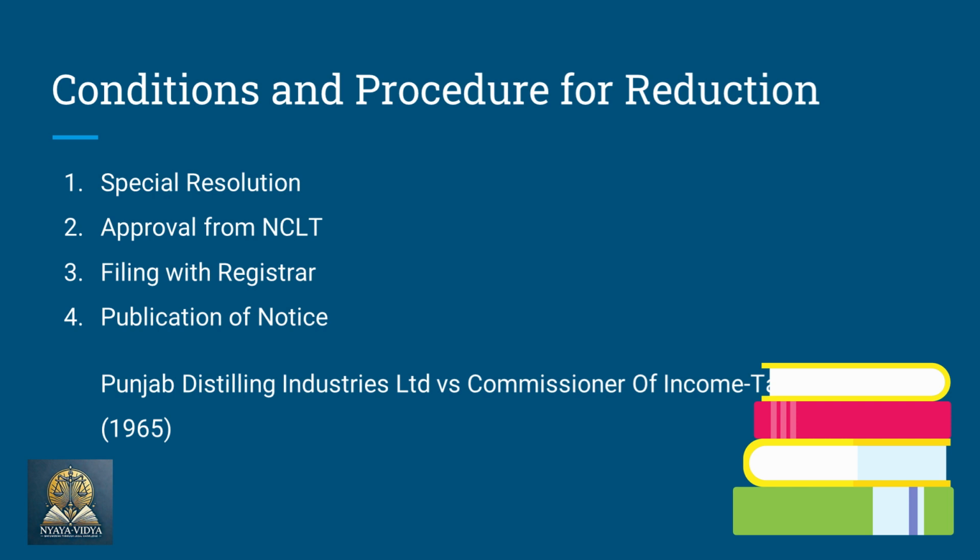Now let's talk about this case law. Punjab Distilling Industries Limited versus Commissioner of Income Tax, 1965. This is a landmark case in company law, where Punjab Distilling Industries had share capital of 25 lakhs rupees, and they wanted to reduce it to 15 lakhs. That means they were planning to refund 2 rupees per share to each shareholder. For example, a shareholder having 1,000 shares will get 2,000 rupees back. So this is how it happens, right?